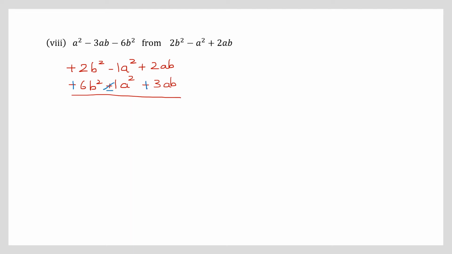Now let's work out. When signs are the same, put the same sign and add. 2 plus 6 is 8, 8b square. Here also signs are the same. Let's put the same sign and add. 1 plus 1 is 2, 2a square. Signs are the same. Plus 2 plus 3 is 5, 5ab.